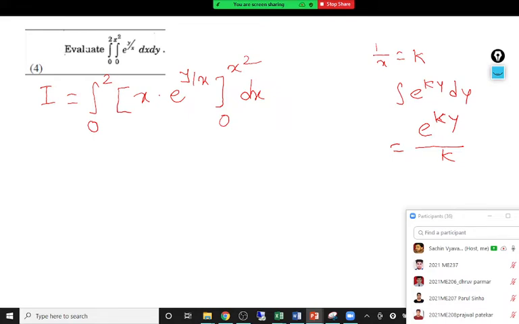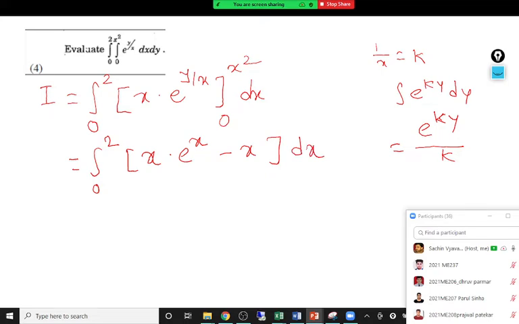Now put upper limit and lower limit. What should be the value of the integral? What is the value of the bracket for upper limit? X e to the power x, correct. And for lower limit? Only x. Very good. Because e raised to 0 is 1. That is the end of the inner integral.